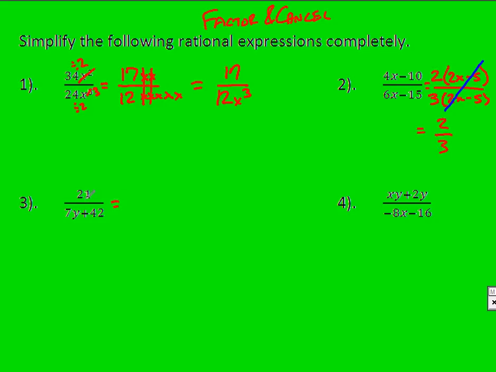In number 3, only one term up top, so I cannot factor it. On the bottom, I can divide both of these by a 7. When I do that, I'm left with y plus 6. Once you factor, see what can cancel. There's nothing specific that can cancel. However, what I can do is divide both the top and bottom by 7. It would become a 3. This would become a 1. So your final answer would be 3 over y plus 6.